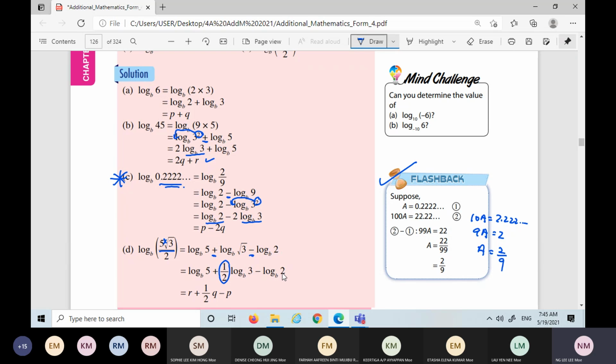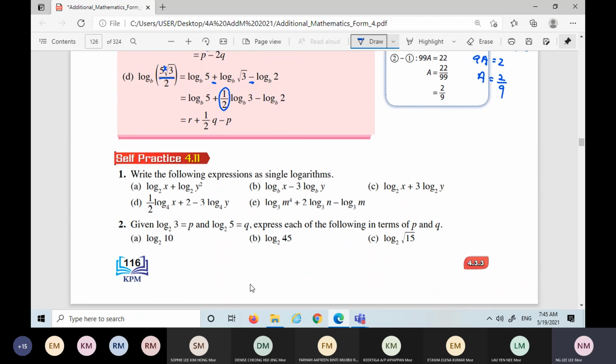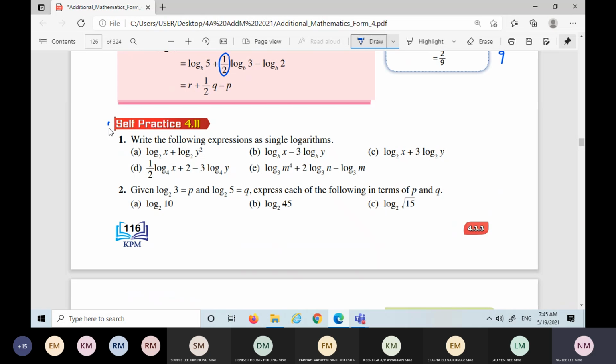And then this one also is in the list. So replace the log B5 with R, log B3 with Q, and then log B2 with P. So this is example 28. So this one will be your homework.